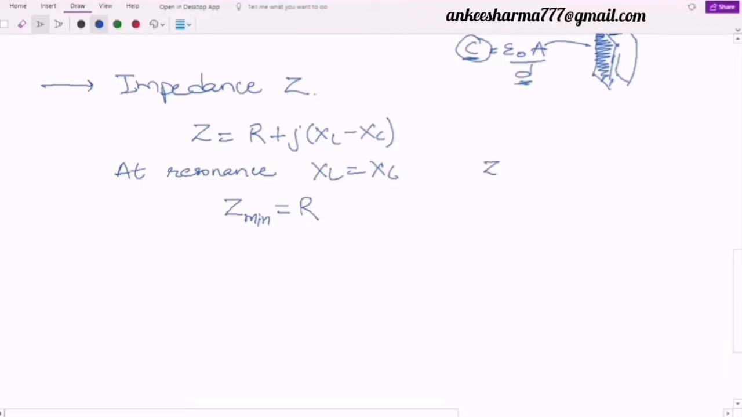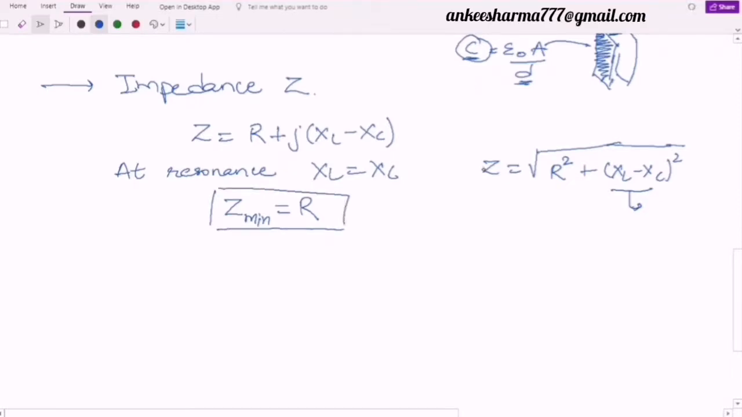Or if I take this Z, taking only the magnitude, it will be the square root of R squared plus (XL minus XC) whole squared. So this XL minus XC will be non-zero at some other frequency. Due to that, this Z will be greater than the value of R. So I can say here that at resonance, your Z will be at a minimum value equal to R.